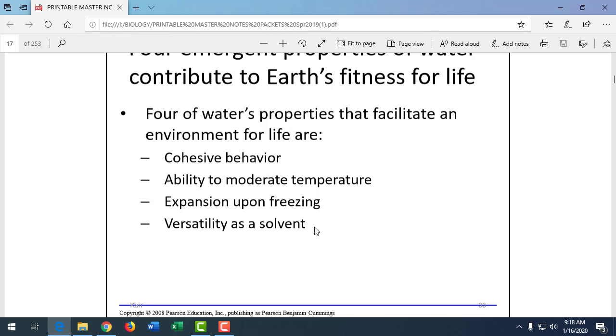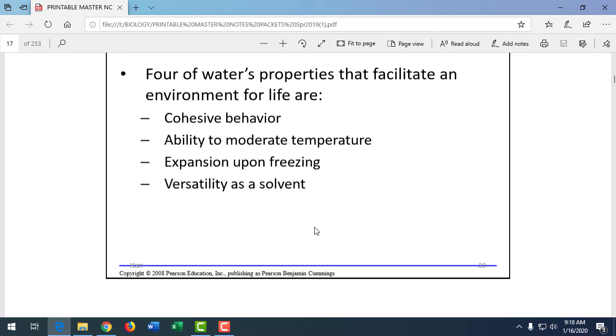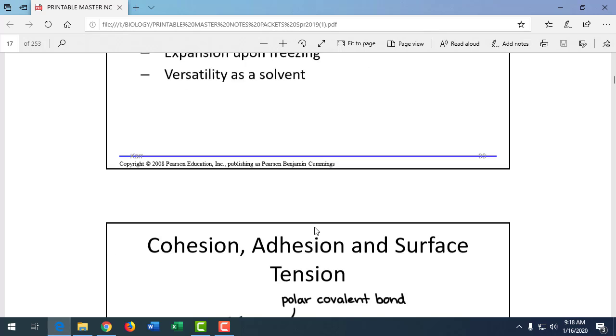Ionic, yep. So sugars and proteins have a little bit of ability to dissolve, but sugars are all covalently bonded and dissolve.